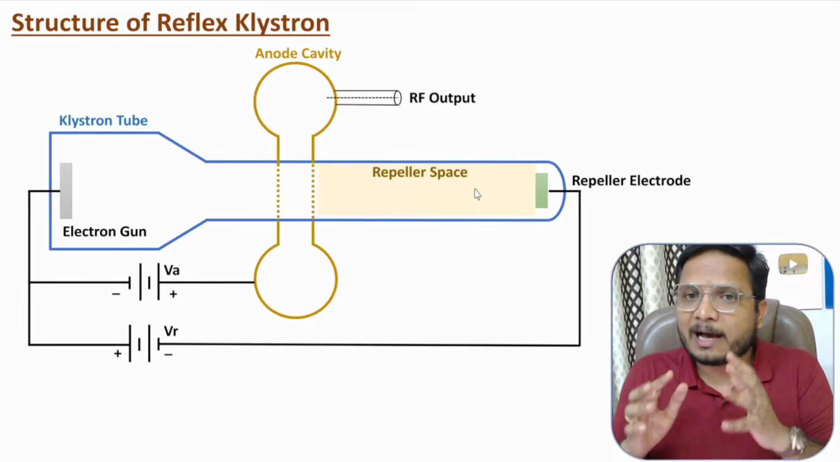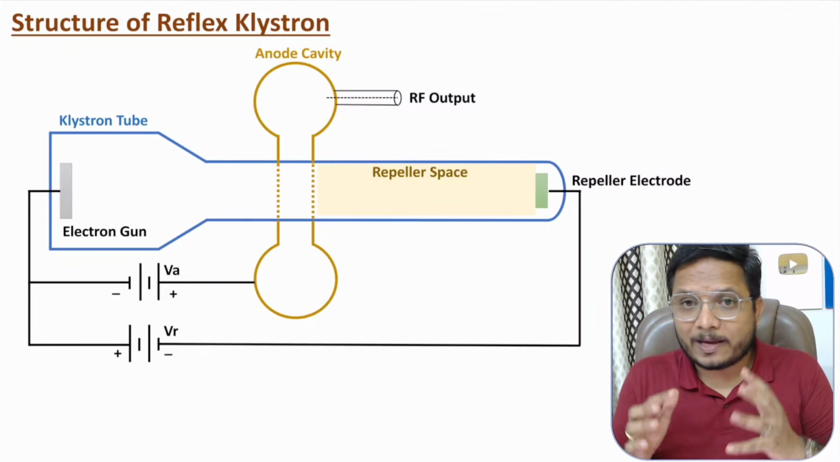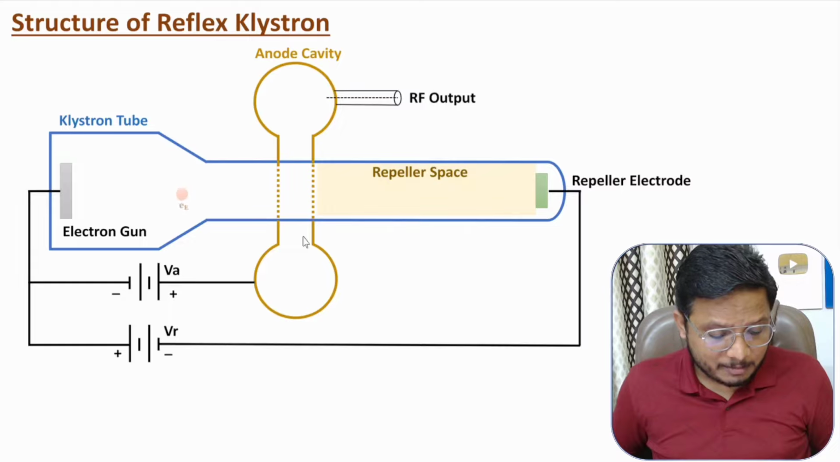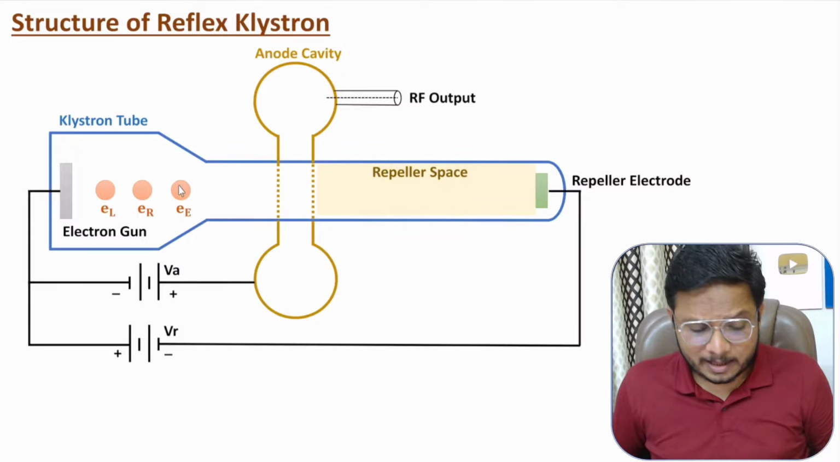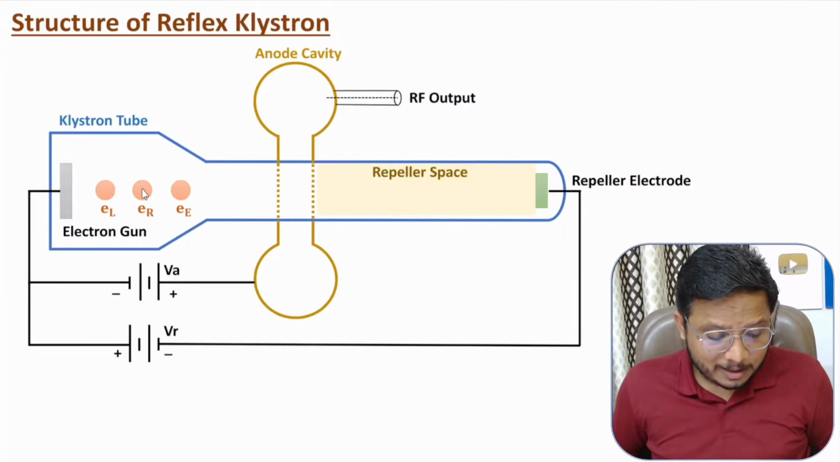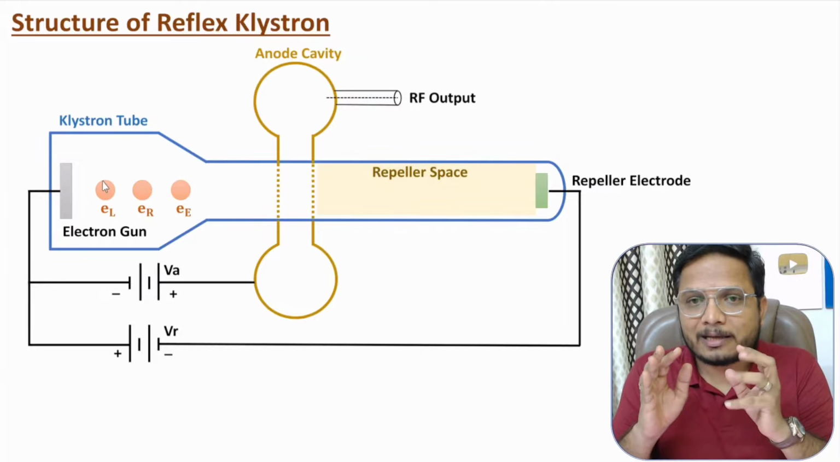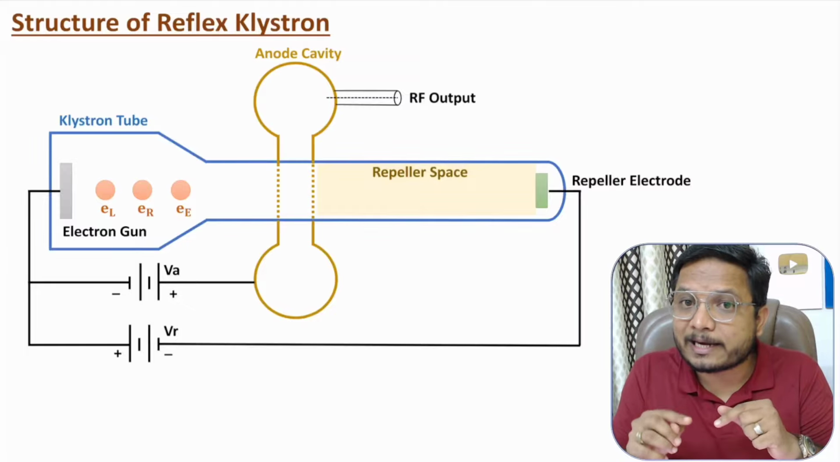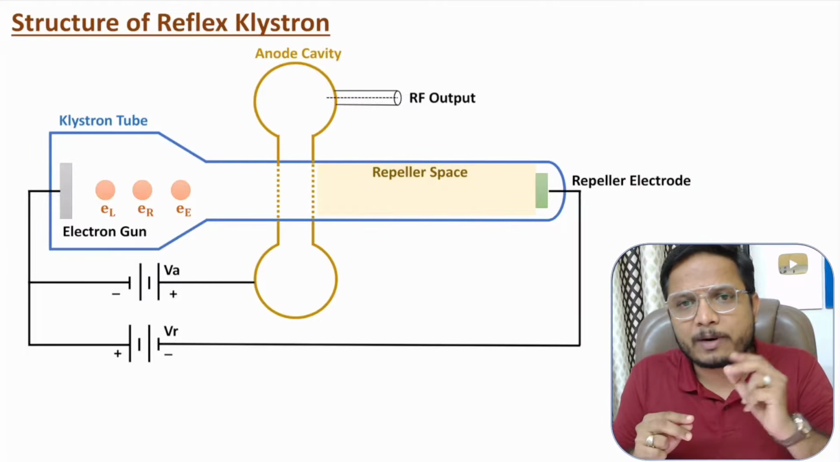Now let me explain how exactly working is there. Working is based on velocity modulation. Let me take one example. See here, I'll be considering three electrons. First one is early electron, that is generated early. Second one is reference electron, and last one is late electron. But obviously early electron is having more time to have a travel. The reason is it is generated early. And late electron is having less time to have a travel.